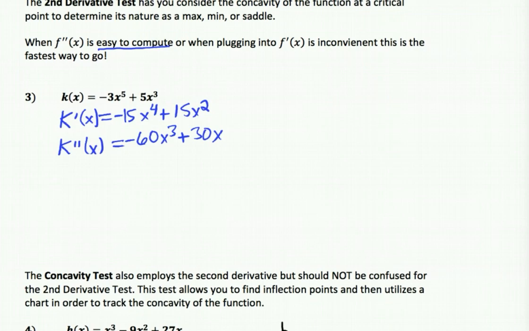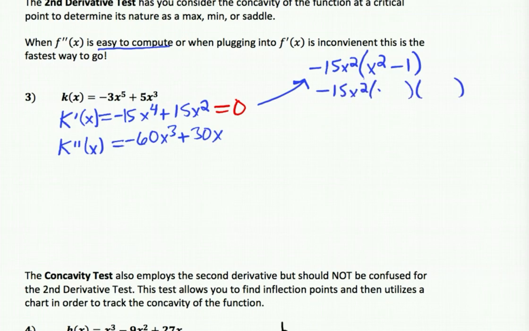Now I need to figure out what I'm testing, so I'm going to figure out what the critical numbers are. To do that, I'll set this equal to 0. I think I can factor out a 15 and an x squared. I'm just going to pull out a -15x squared. When I do that, the first term will leave x squared, and the second term will just be -1. There we go. That gives me my critical numbers if I factor this second factor with difference of squares.